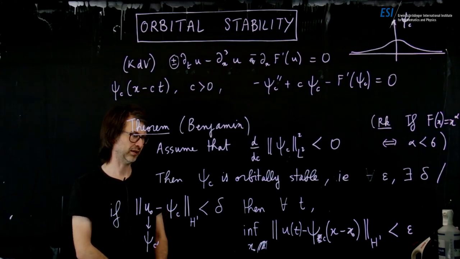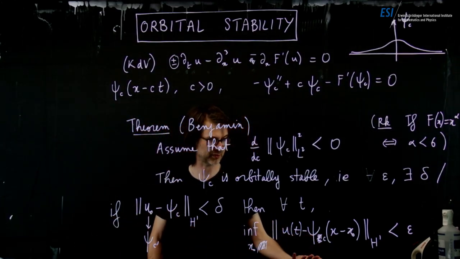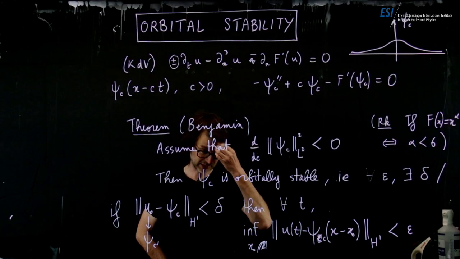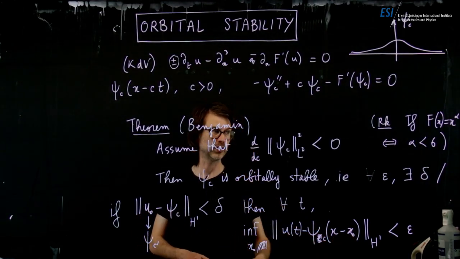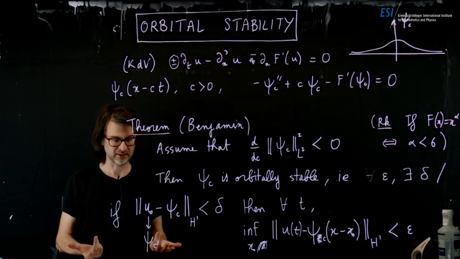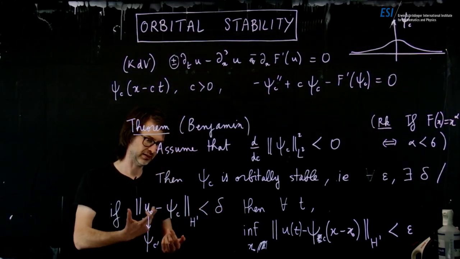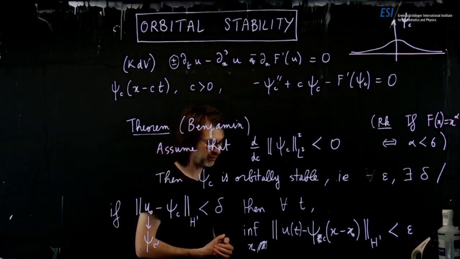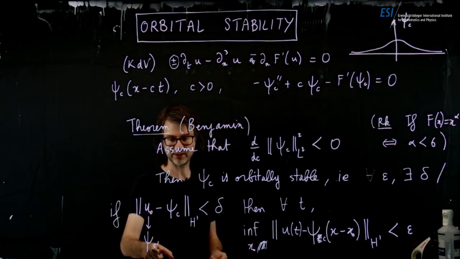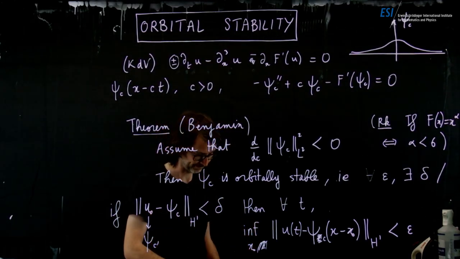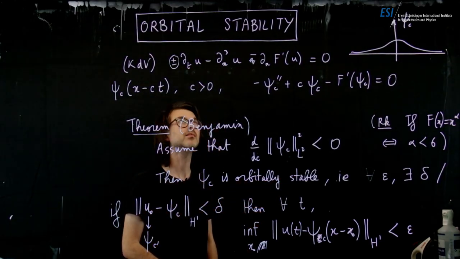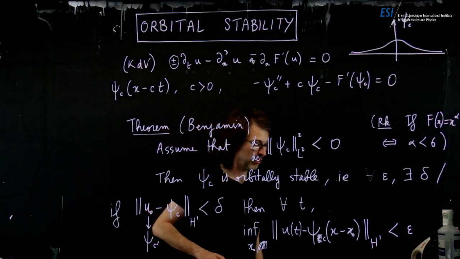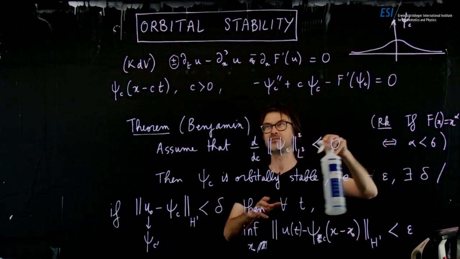Right, so the naive type of stability would be Lyapunov stability, and there would not be a translation x naught. But then you see that this cannot be the case, because if you vary the speed of the soliton, then you know they grow apart. Okay, so how do we prove that?